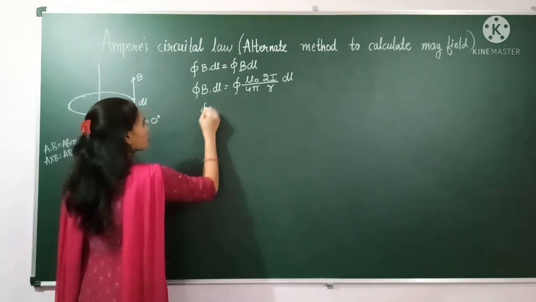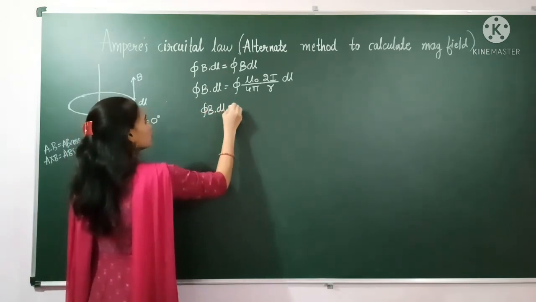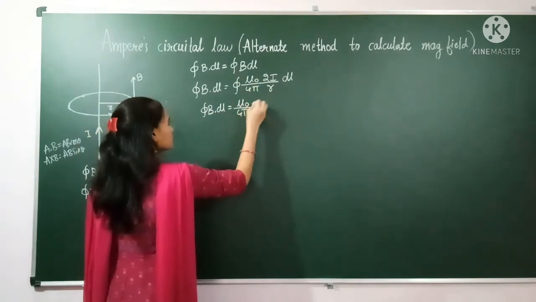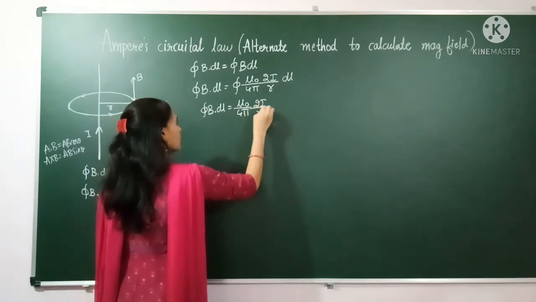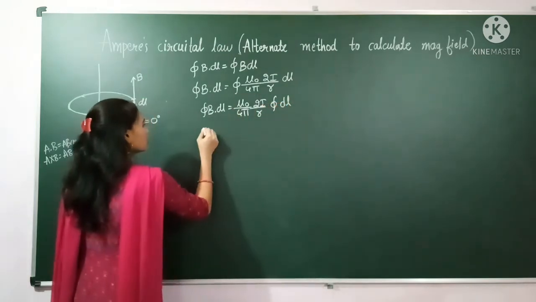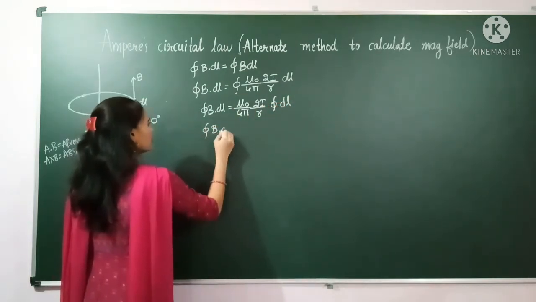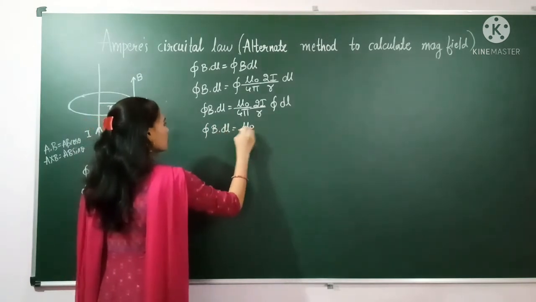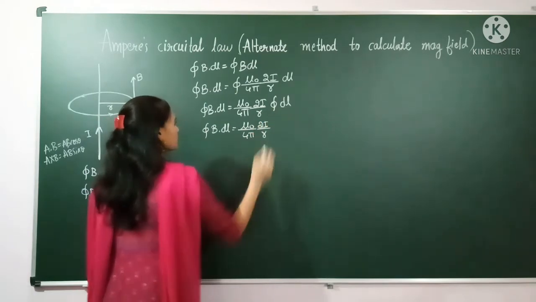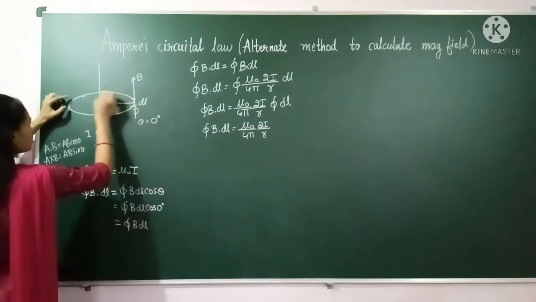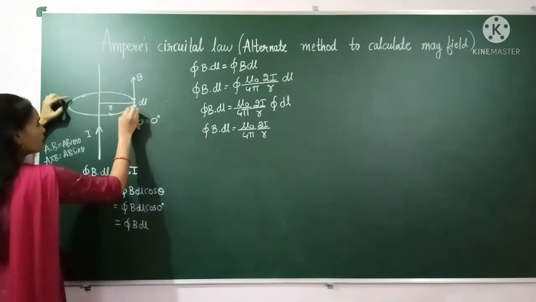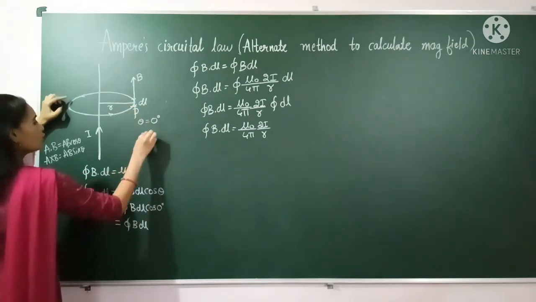Now closed integral B dot dl is equal to, this value is constant, so I write it outside: mu naught divided by 4 pi times 2I divided by R, times closed integral of dl, meaning only dl is integrated. The closed integral of dl is the total length of this loop. Length of the loop means circumference. The circumference of the circle is 2 pi R.